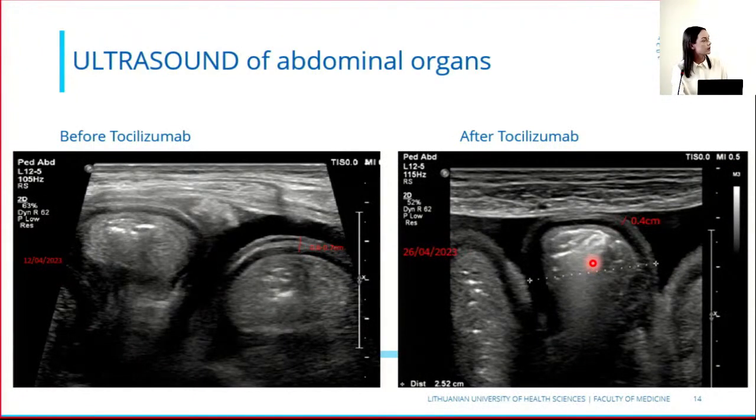So how did the immunotherapy effectiveness look in ultrasound views? Here we see our patient's small intestine before tocilizumab, and this is the layer of fibrosis, and it was about 0.7, 0.6 centimeters. After the first dose of tocilizumab, it decreased to 0.4, and yesterday we performed ultrasound one more time, and the layer of fibrosis decreased even to 0.2.